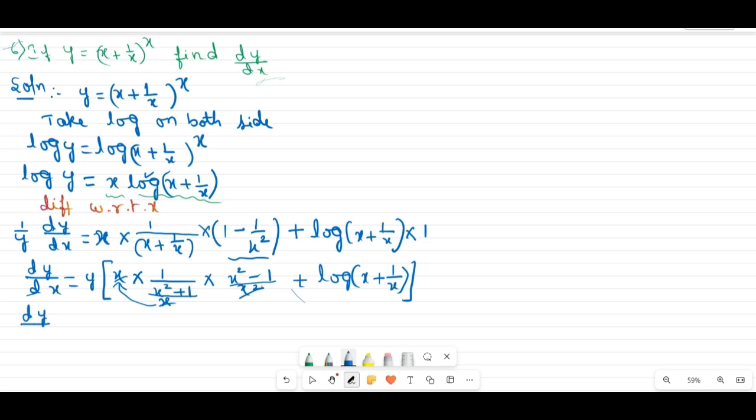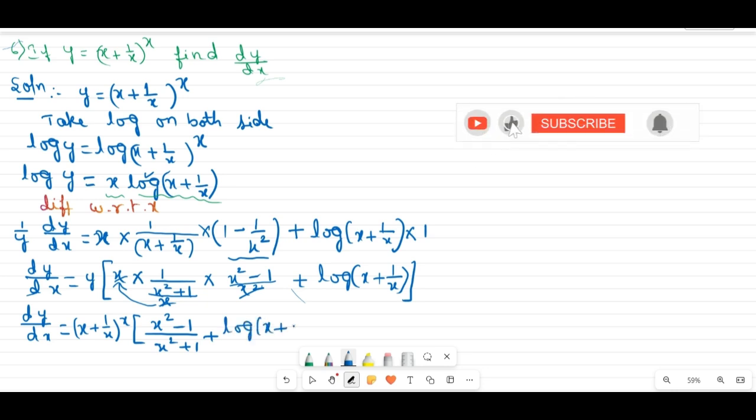dy by dx is equal to y. What is y? y is x plus 1 by x whole to the power of x into, in the numerator, we have x square minus 1, in the denominator, we have x square plus 1, plus log of x plus 1 by x. So this is the final answer for the given problem.